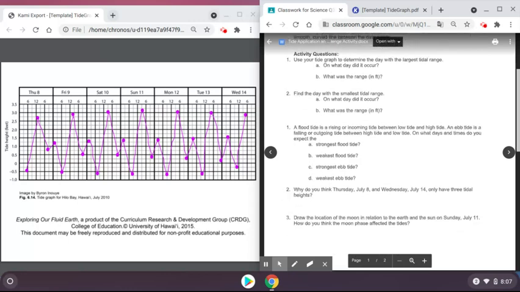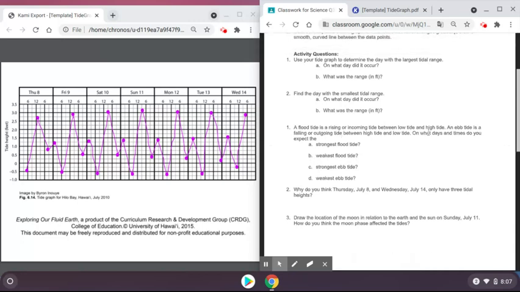Then another number one. A flood tide is a rising or incoming tide between low tide and high tide. So rising means the water is moving from low to high. An ebb tide is a falling or an outgoing tide between high tide and low tide. So as it's moving down, that's an ebb tide.